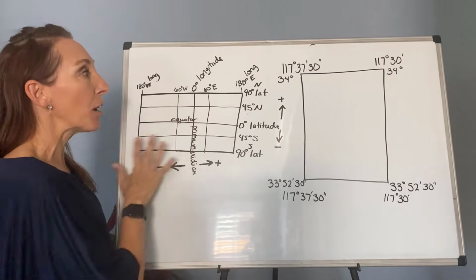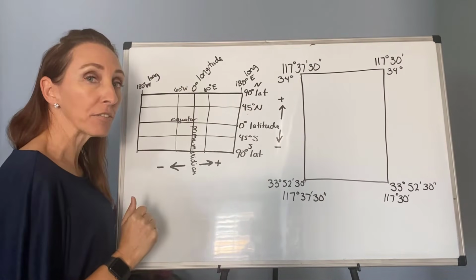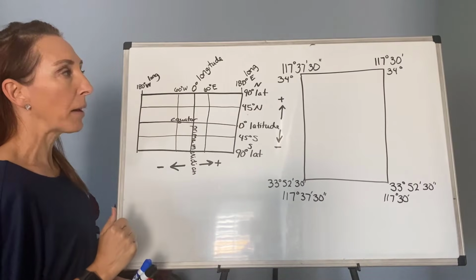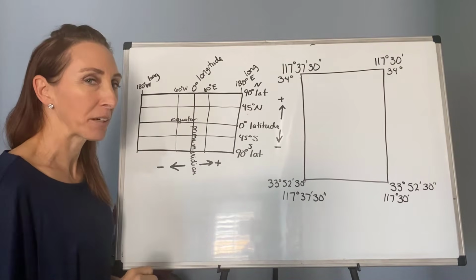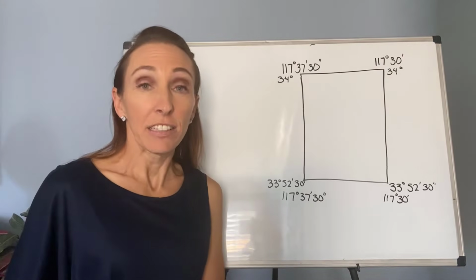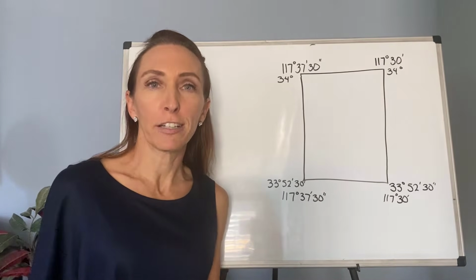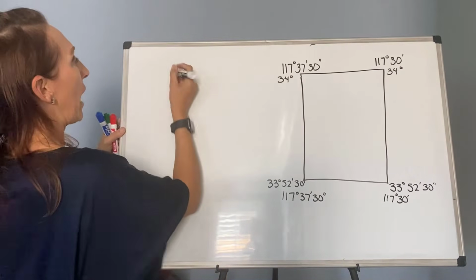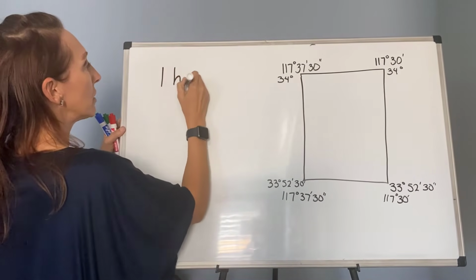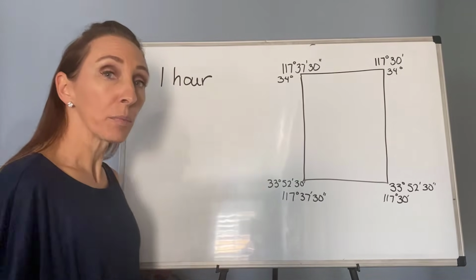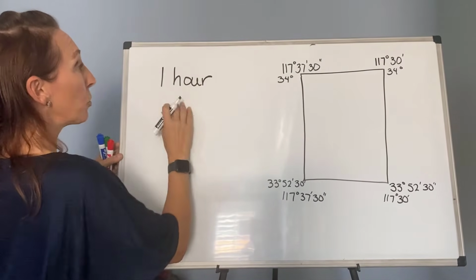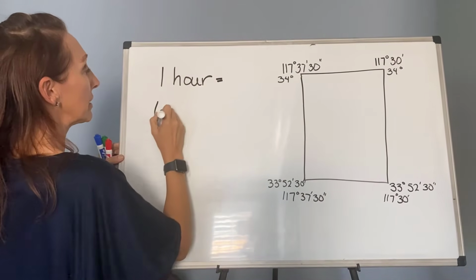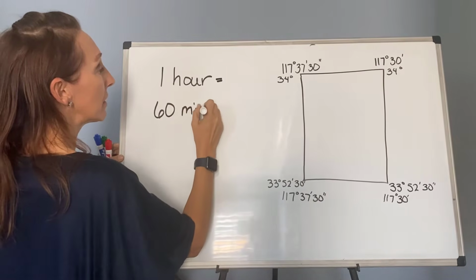Okay, so that's a brief description of how latitude and longitude work. Now I want to talk about how degrees, minutes, and seconds work. So let's take a look at that. Sometimes it's easier to think about something you already know. So we already know how time works. So if we were to think about an hour, so 1 hour, we can also break that into minutes. And so 1 hour equals 60 minutes.